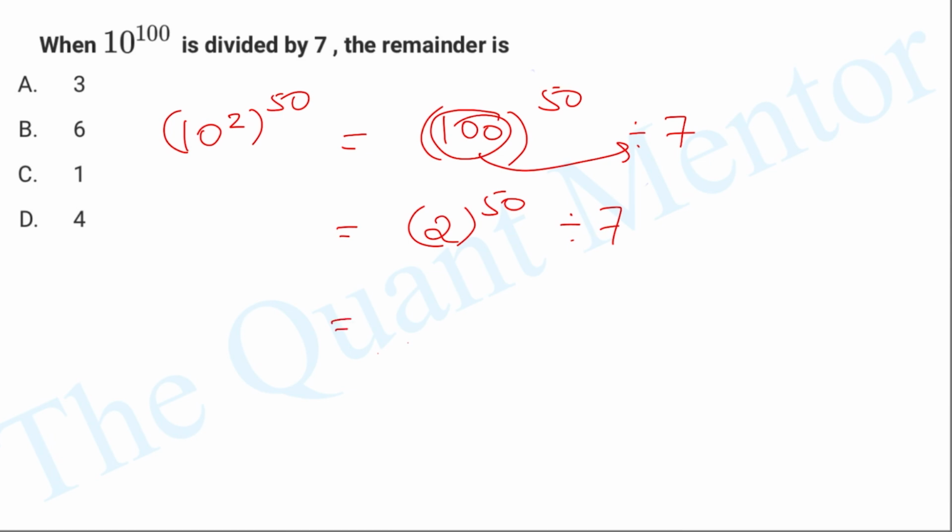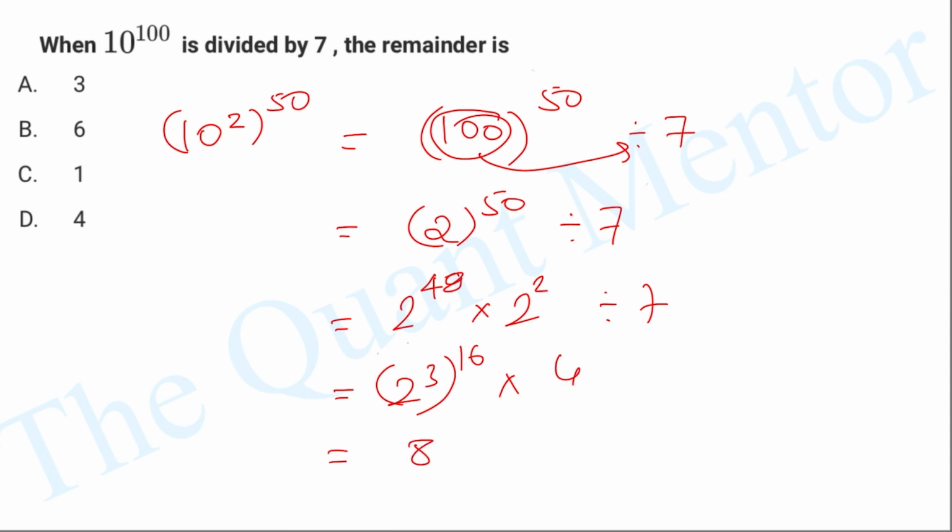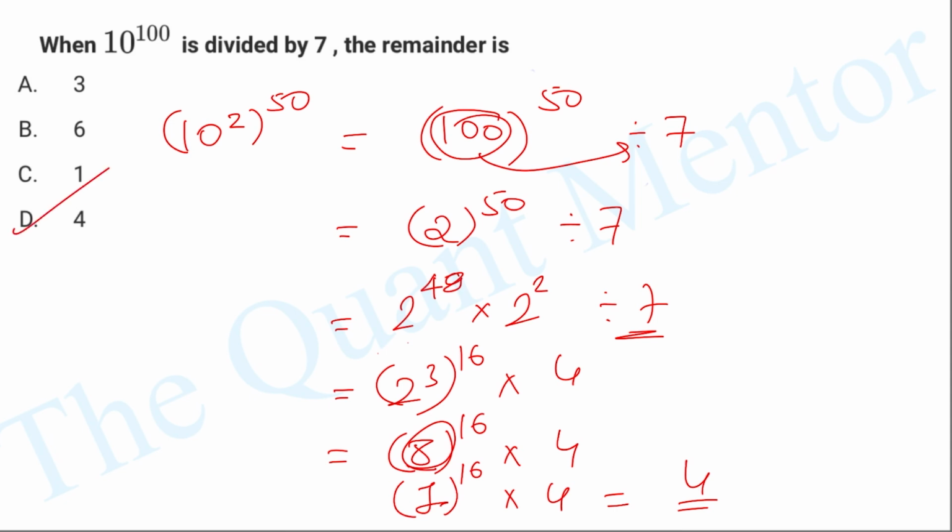And now this can be written as 2 raised to 48 into 2 raised to 2 divided by 7. 2 raised to 48 is 2 cube the whole raised to 16, and 2 square is simply 4. 2 cube being 8, it becomes 8 raised to 16 into 4. Now 8 when divided by 7, the remainder will be 1. So the first part is 1 power 16 into 4 as it is. 1 power 16 is 1 only, and 1 into 4 again gives the remainder as 4, the D option.